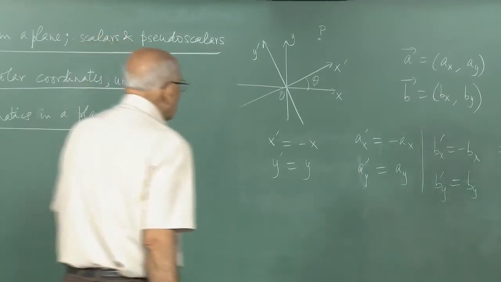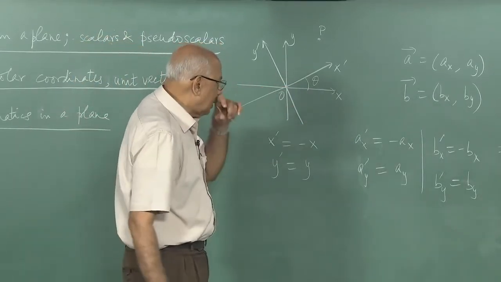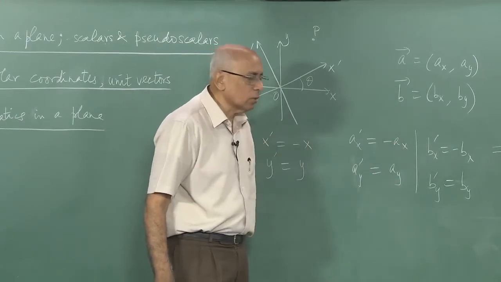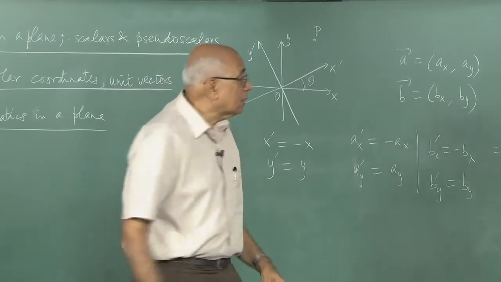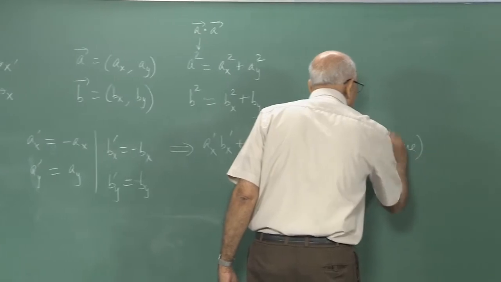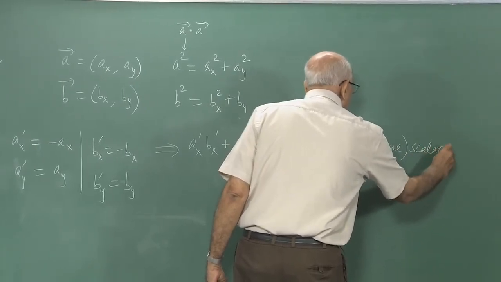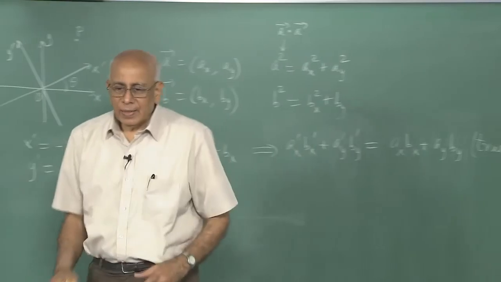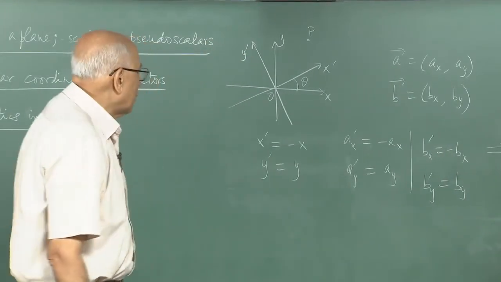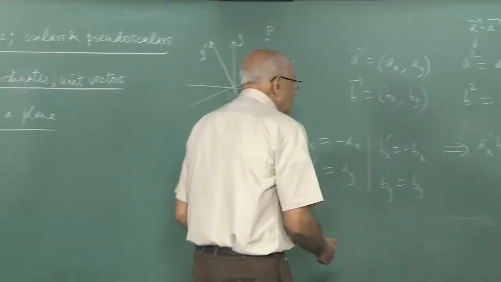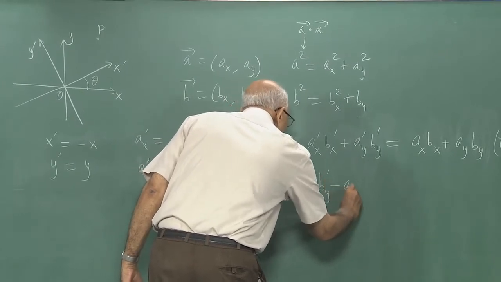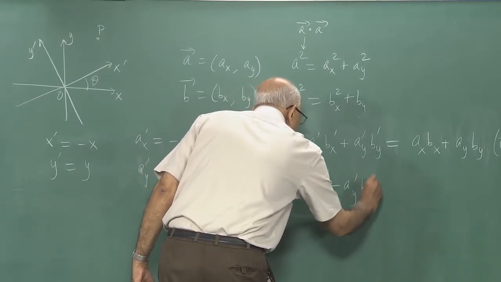Of course if you have a reflection about the x axis, it is a simple matter to see that the x components do not change sign, the y's do, and exactly the same thing goes through here. So this is a true scalar, not only under rotations but also under reflections, under improper transformations. But look at what happens to the other combination. Look at the combination ax prime by prime minus ay prime bx prime.